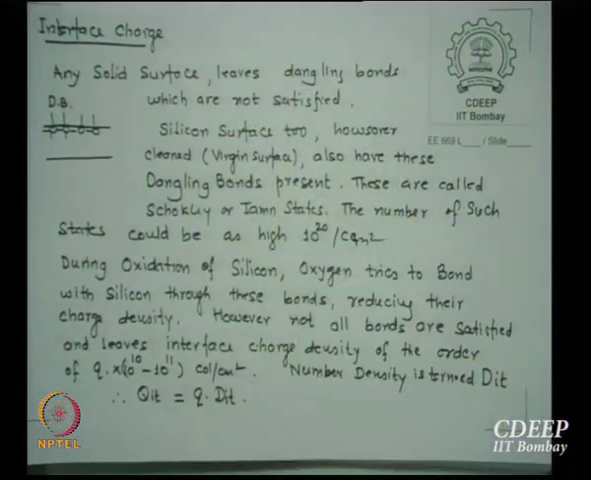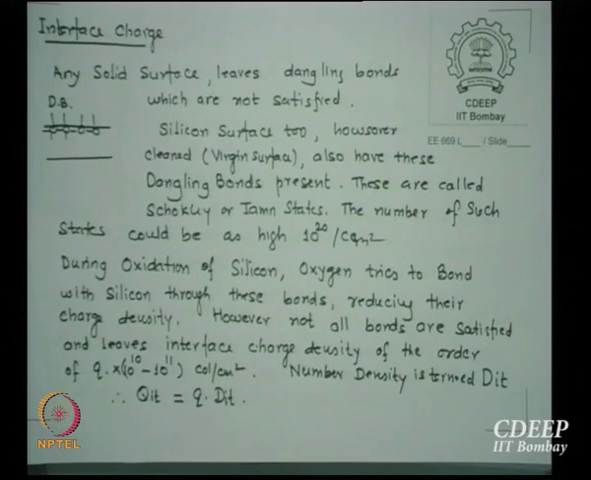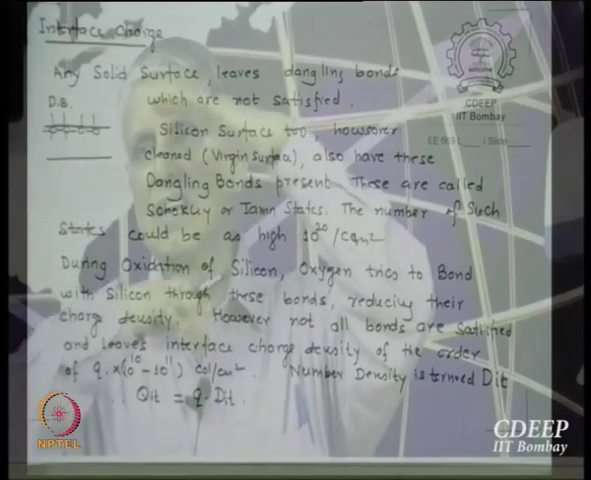Typically, interface state density is 10 to the power 20 per centimeter square. And we want to reduce it to as low as 10 to the power 10 per centimeter square. But as soon as you put silicon dioxide on silicon, much of the oxygen will get bonded to silicon. Si-O-Si bonds will be formed. Some are not able to, they are still dangling, and they are called interface states.